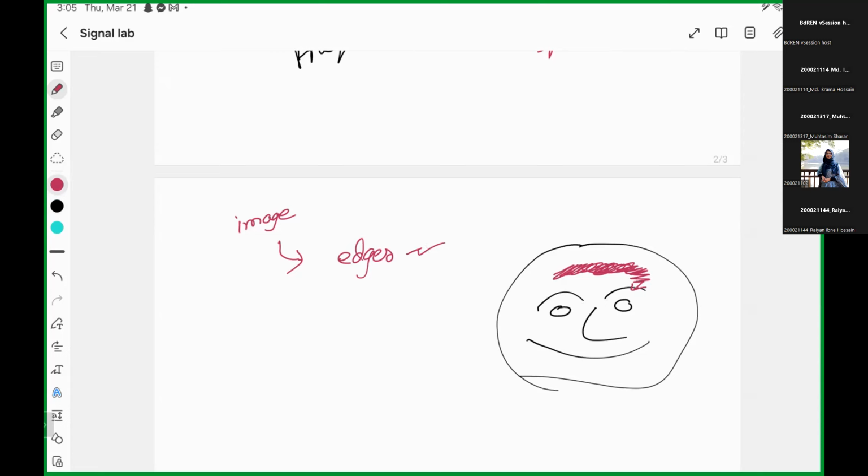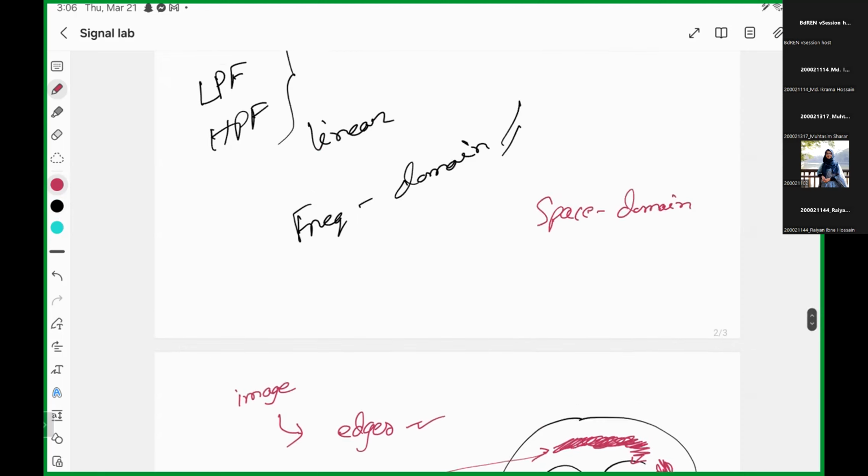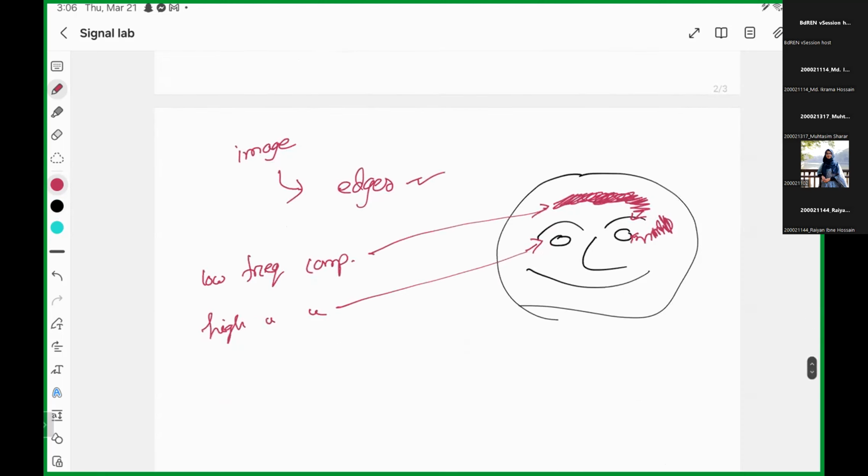Again, if you consider from this side, this side, whenever you come here, there should be a very big change. So in terms of an image, the low frequency components are these regions, and the high frequency components are these edges. These edges are the high frequency component because there is a sudden change there. So that's the idea of space domain consideration. In an image, you can have low frequency and high frequency components. So you can also have low pass filter and high pass filter in the space domain as well.